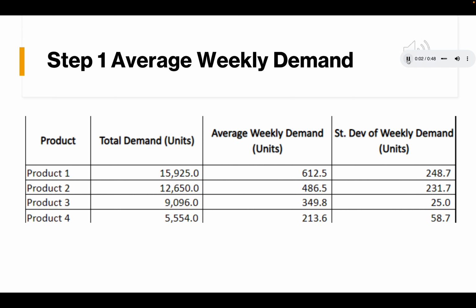For step 1, we computed the average and standard deviation of weekly demands in units for each product. We found the sum of demand, the average of demand, and of course, the standard deviation of demand. We figured out the grand totals of each of them by using the sum, the average, and the standard deviation function in Excel to find them.